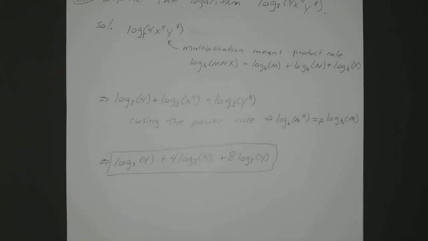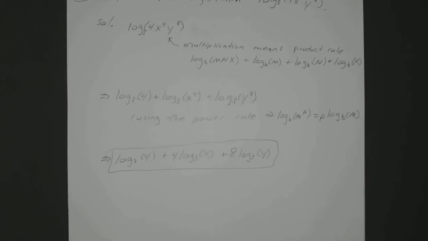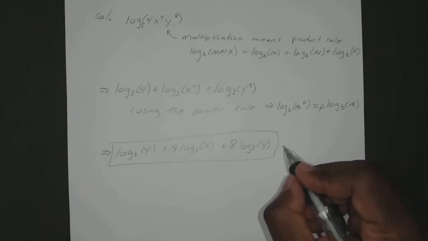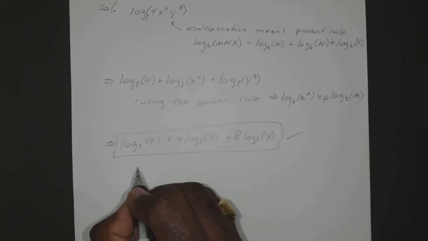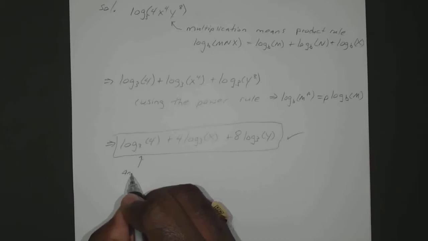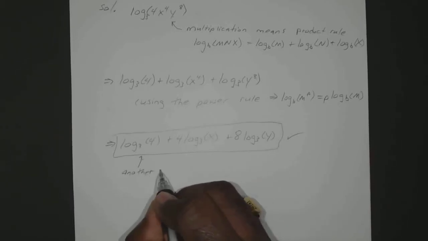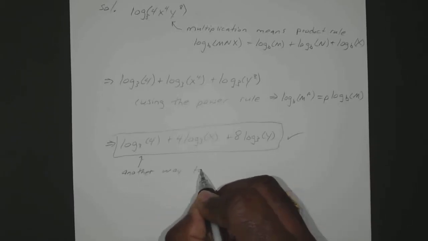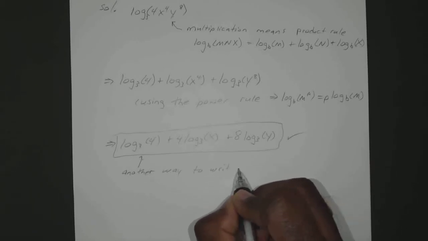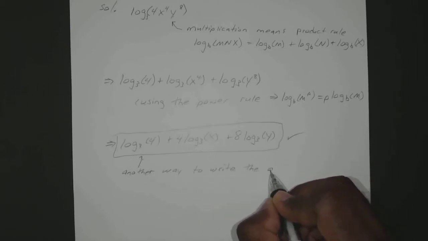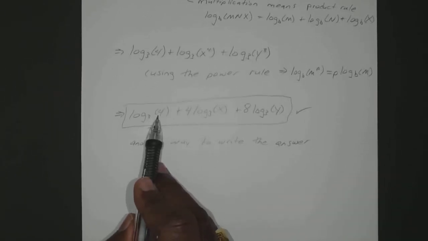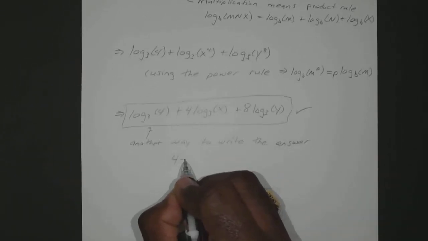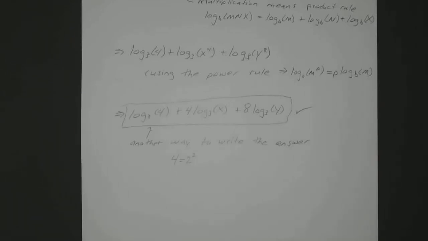All right. So any questions on that one? Okay. So this is your answer, but there is another way you can write this answer. So another way to write the answer. Okay. So here, instead of 4, we know that 4 is equal to 2 squared.